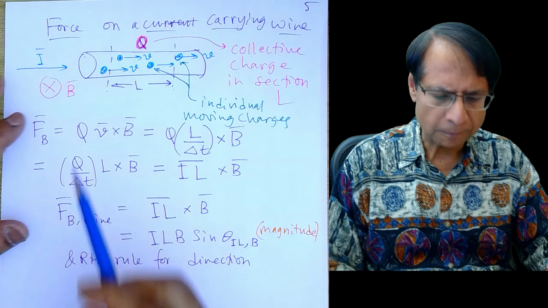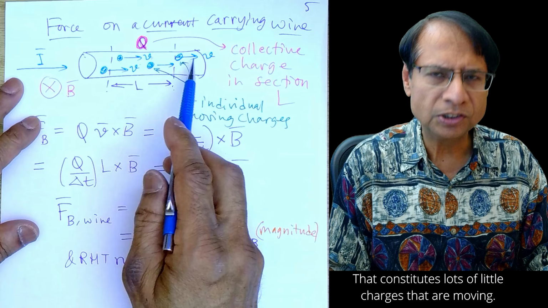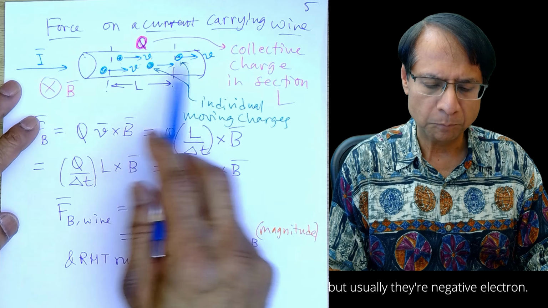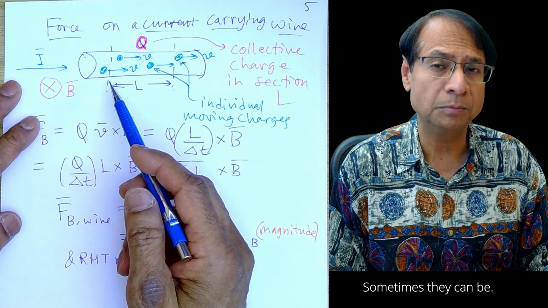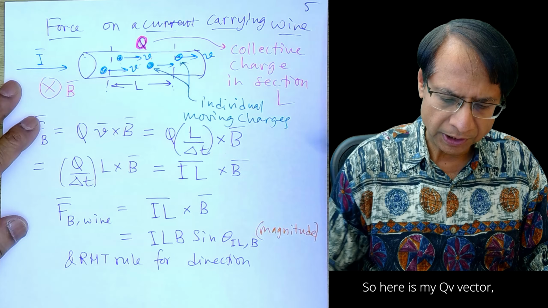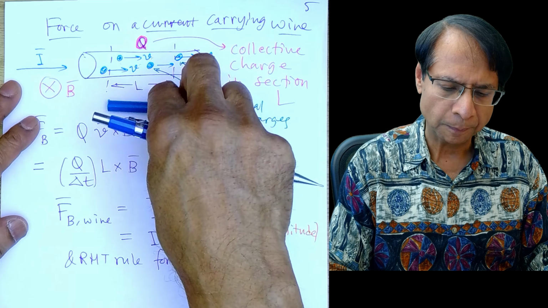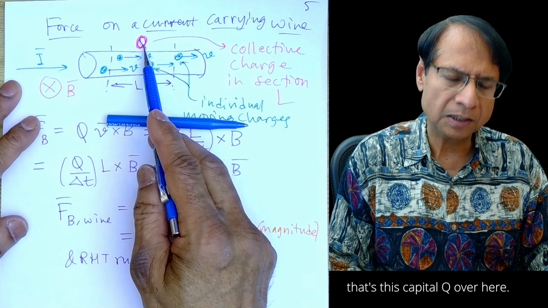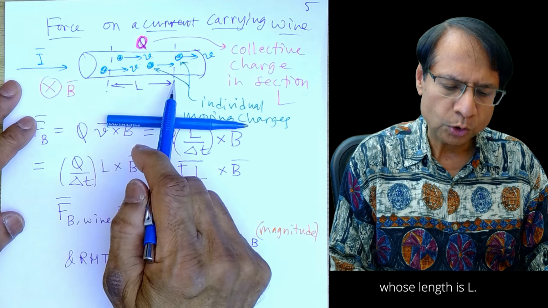So here it is. This is a wire, it's carrying a current I, that constitutes lots of little charges that are moving, usually electrons. Sometimes they can be positive charges in some situations as well, but usually they're negative electrons. No matter, let's assume for simplicity that they are positive charges. So the current is flowing to the right, the charges are moving this way. So here is my QV vector, the same as the current vector I over here. Now let's say within a length L, the total amount of charge that's moving, that's this capital Q over here. So it's a collective charge in this section of wire whose length is L.